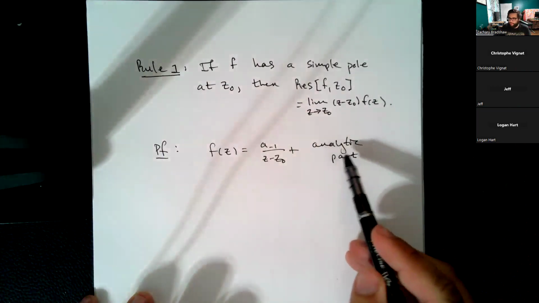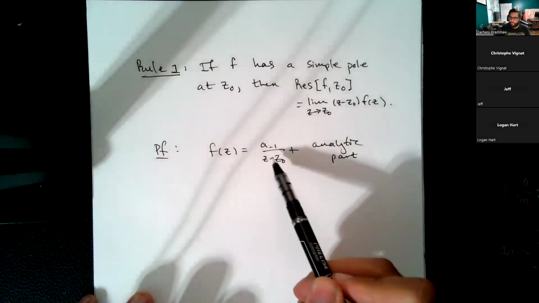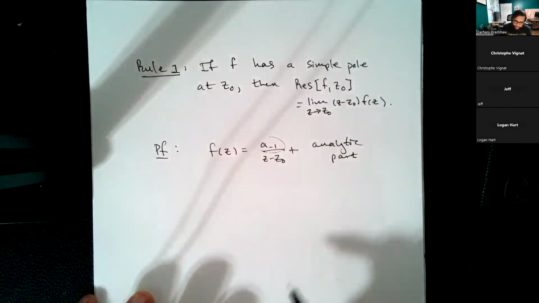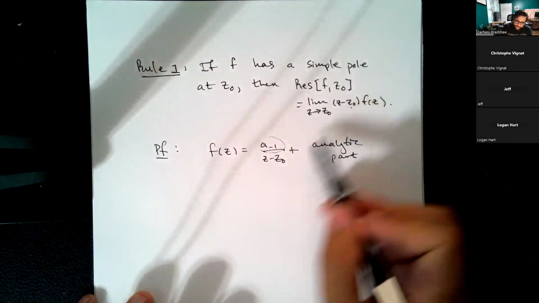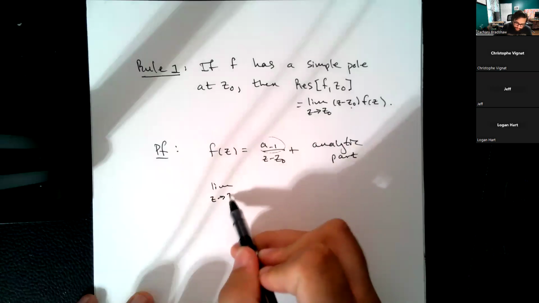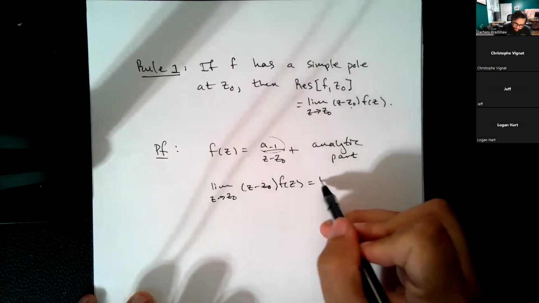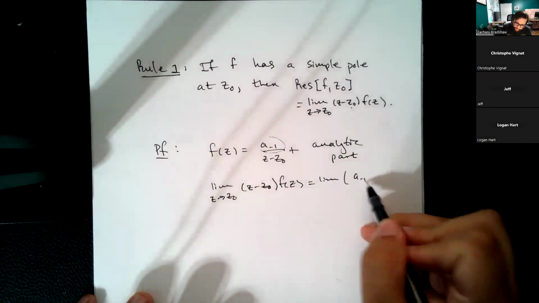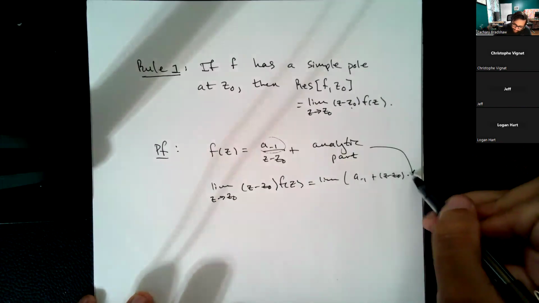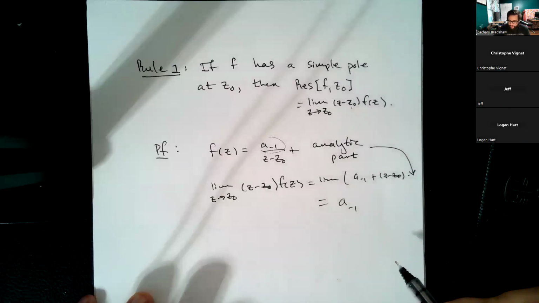So this is the terms with A0 through A infinity, right? The point is that there are no further negative terms. So in order to recover the residue, we need to recover this coefficient A minus 1. So how do we do that? Well, we multiply by Z minus Z0, then we take the limit, and we find that this is equal to the limit of A minus 1 plus Z minus Z0 times this analytic part. And what's that limit going to be? Well, it's just going to be A minus 1. And that's the residue.